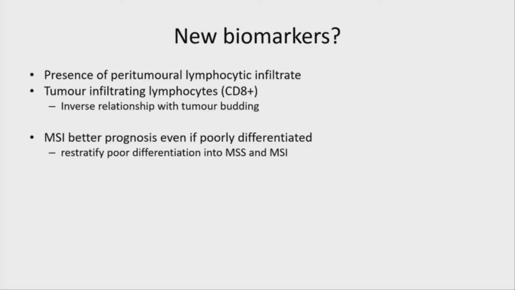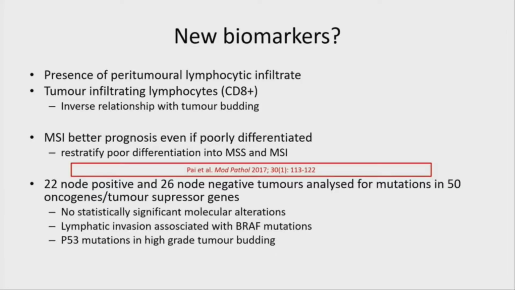With NICE guidance now requiring microsatellite instability or mismatch repair protein immunohistochemistry to be performed on every colorectal cancer, actually it is not every poorly differentiated cancer that will have a risk of developing lymph node metastases, but only those that are microsatellite stable. There are no statistically significant molecular alterations defining lymph node risk, although lymphatic invasion is associated with BRAF mutations, and P53 mutations are seen more frequently in high-grade tumour budding.